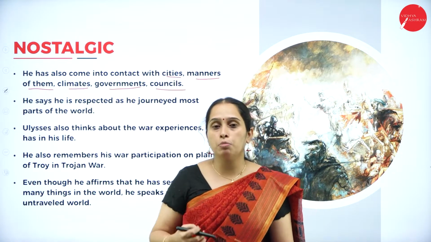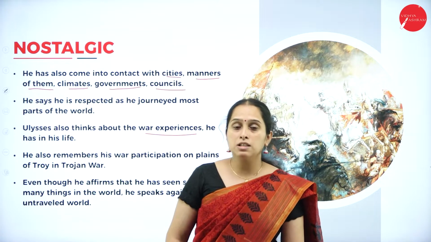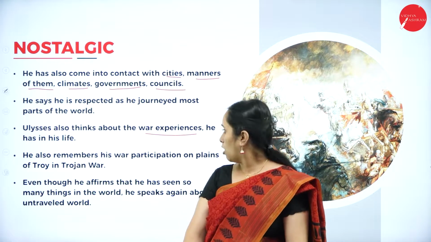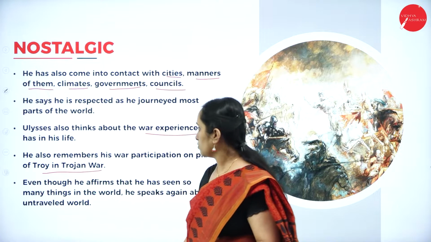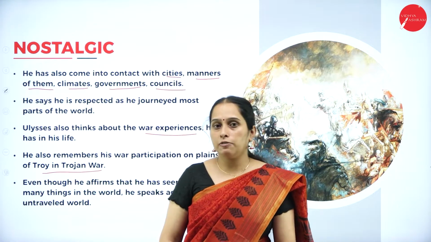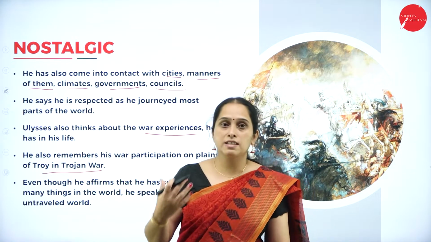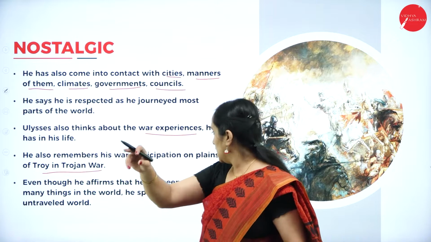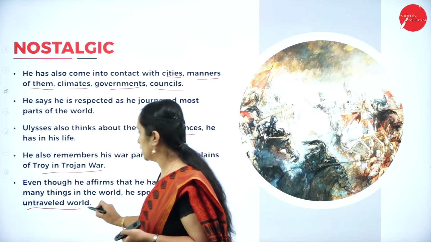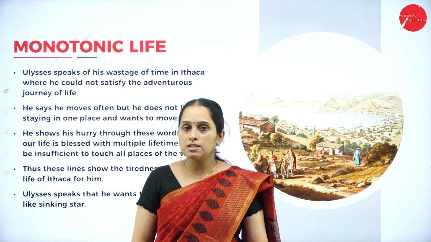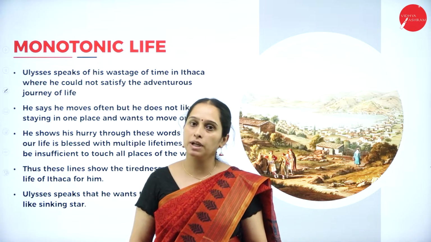After that, he thinks about the war experiences he has in his life. He remembers his war participation on the plains of Troy in the Trojan War. So even though he affirms that he had traveled into many places and he has seen many things in the world, here he speaks again about his untraveled world. Here Ulysses speaks about the monotonous life which he is spending in his kingdom Ithaca.